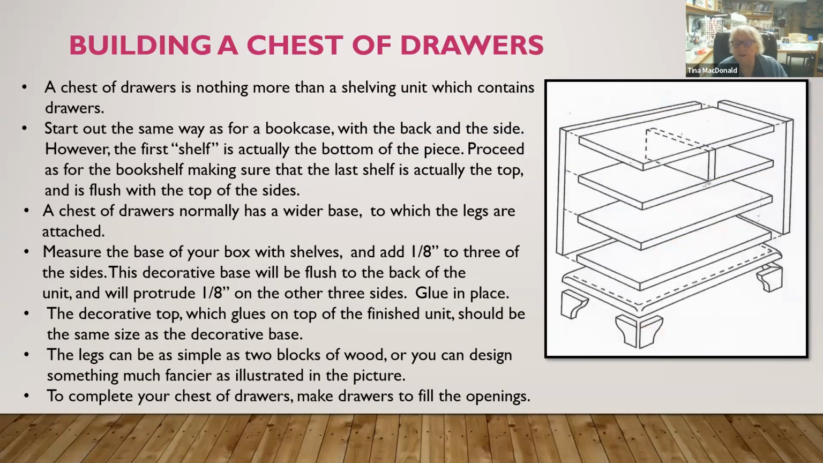Now, I should mention, this is the exact process I used to make the kits for the sink. I started with the back and then started adding: where do I need dividers? Where do I need drawers? And a chest of drawers is nothing more than a shelving unit with drawers in it. You start out exactly the same way as a bookcase, but the first shelf is actually the bottom of the piece, and the top shelf is actually the top. So if you want 4 shelves, so you've got, say, 4 rows of books, you actually need 5 shelves: 1 for the bottom, and then shelf 2, shelf 3, shelf 4, and 1 for the top.